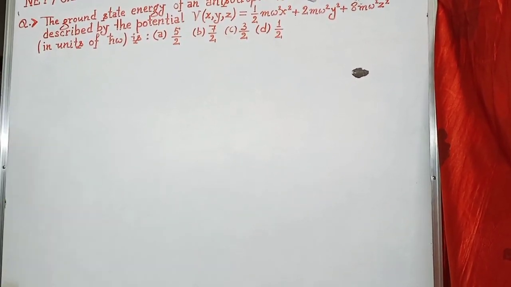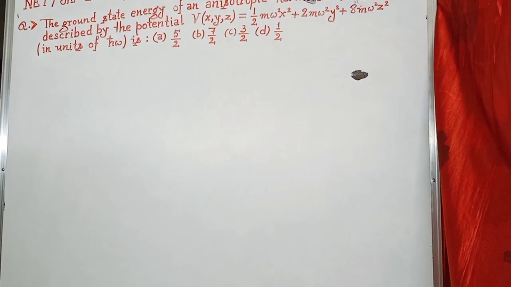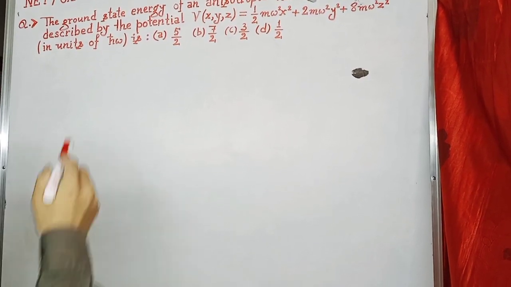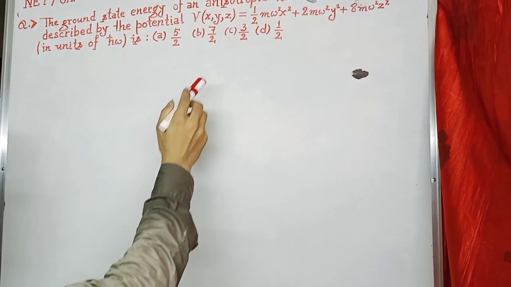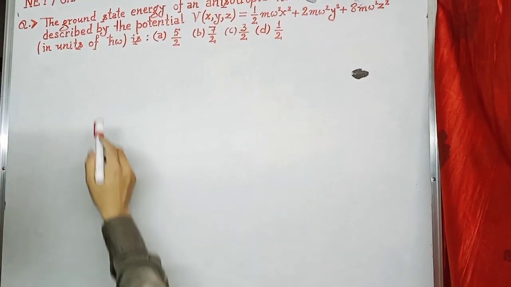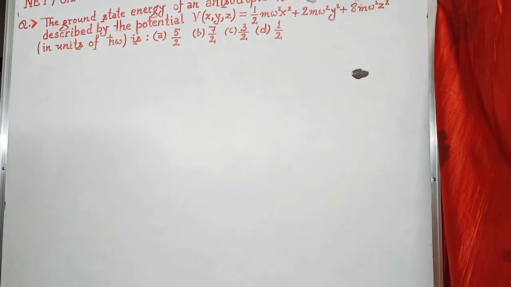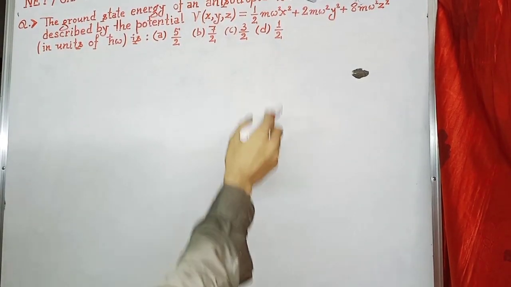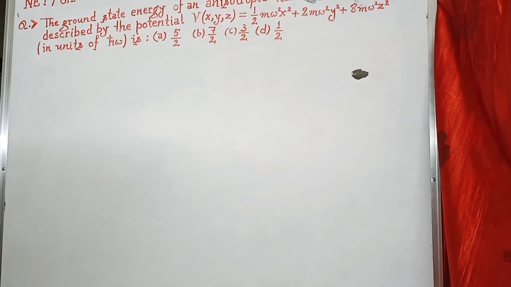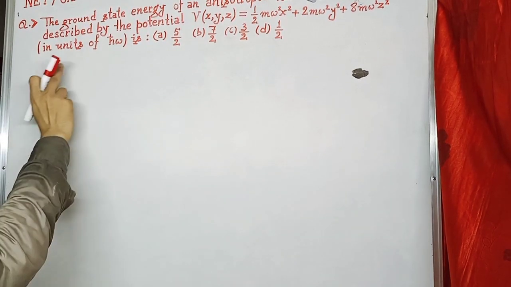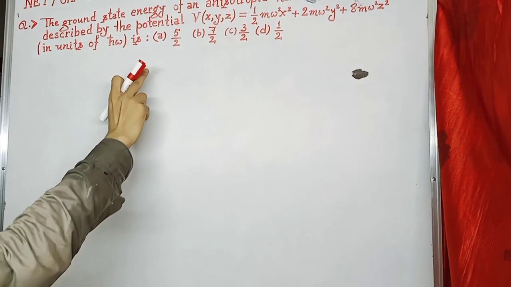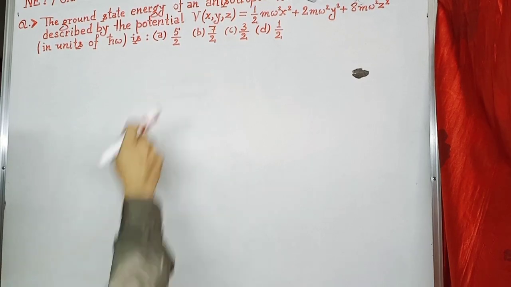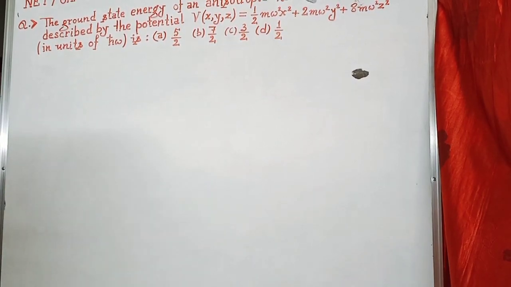Here is a question from NET JRF 2018 from Quantum Mechanics. In this question it is given that the ground state energy of an anisotropic harmonic oscillator described by the potential V of x, y, z equal to half m omega square x square plus 2 m omega square y square plus 8 m omega square z square, in units of h cut omega, is: a) 5 by 2, b) 7 divided by 2, c) 3 divided by 2, and d) half. So let's solve this question.